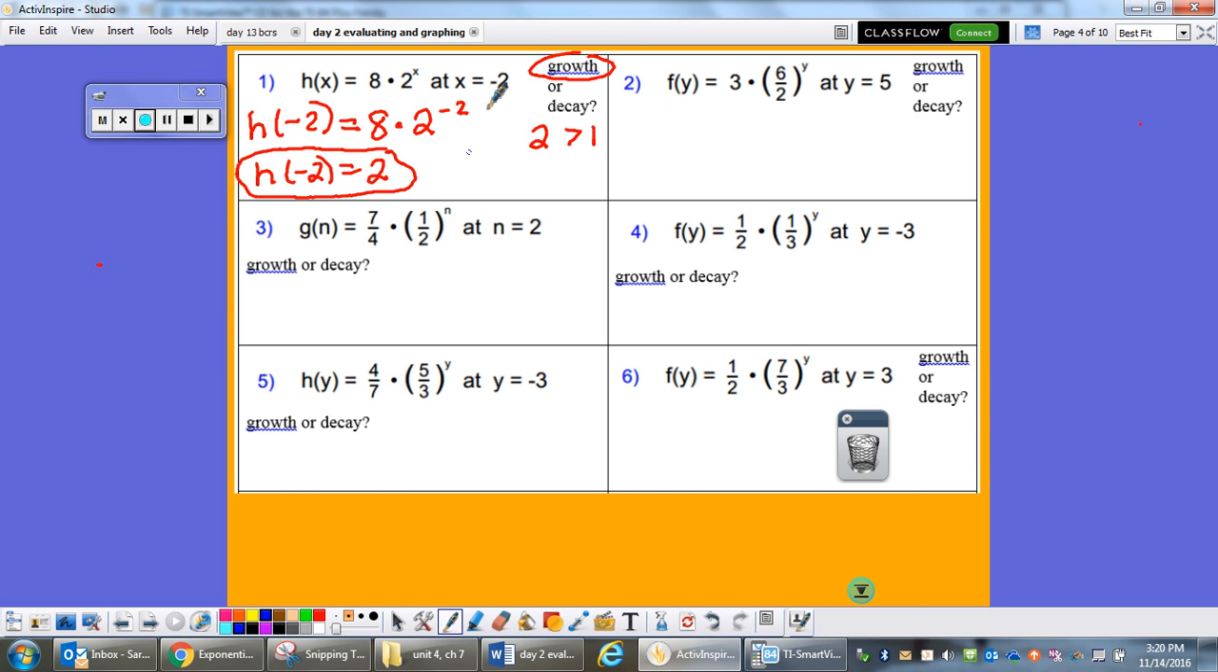Skipping down to number 3, it's definitely decay because 1/2 is between 0 and 1. So you don't have to write why, but you just need to make sure you understand why. And then, again, you're just going to evaluate this equation. Now be careful with your fractions. I'll show the math and then I'll show what I key in on my calculator. I always use parentheses just to be safe. So 7/4 times 1/2 to the 2nd power equals.